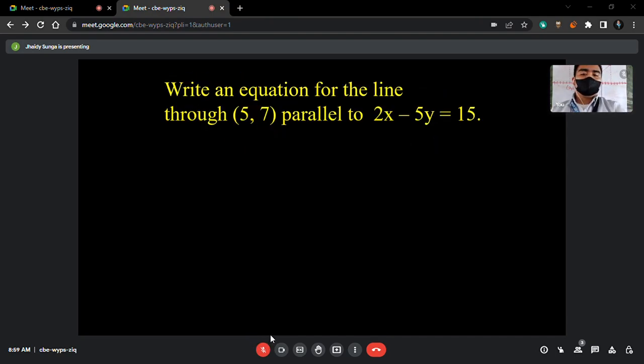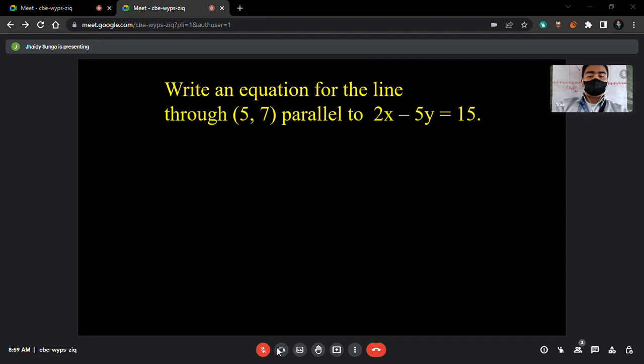Write an equation for the line through (5, 7), which is parallel to 2x minus 5y is equal to 15. Alright, so first things first, we're going to write the givens.